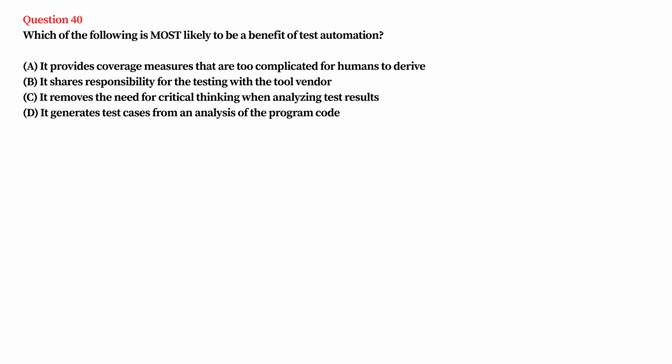The only possible responsibility that could be assigned to the tool vendor is if the tool fails to work as expected and provides incorrect test results. Answer C is not correct. Testers still need to perform critical thinking when analyzing anomalies in the test results to determine their likely cause.